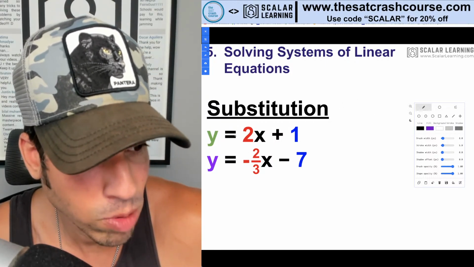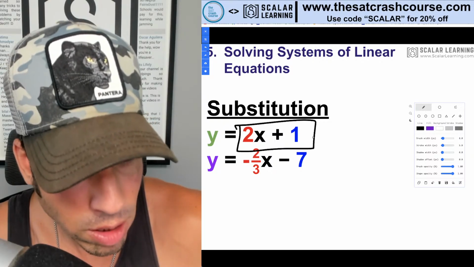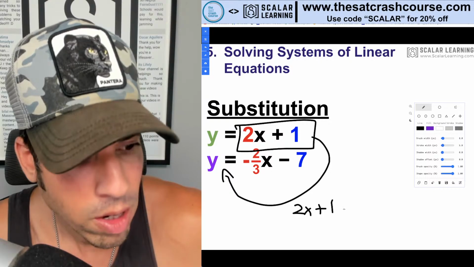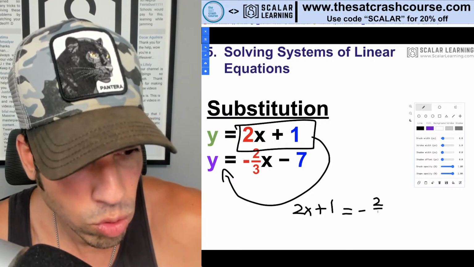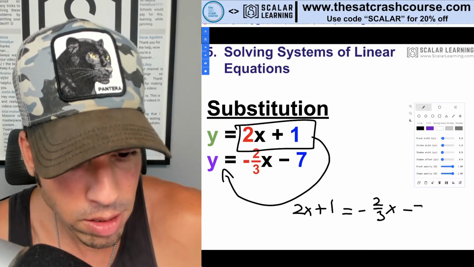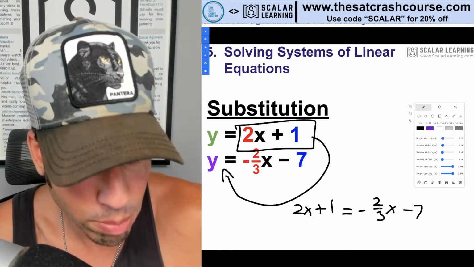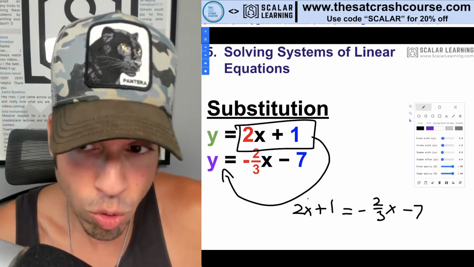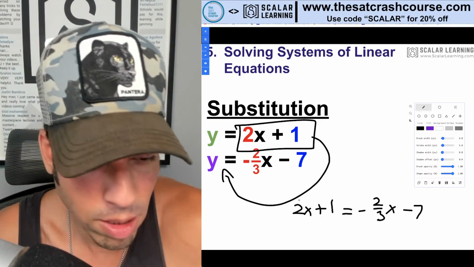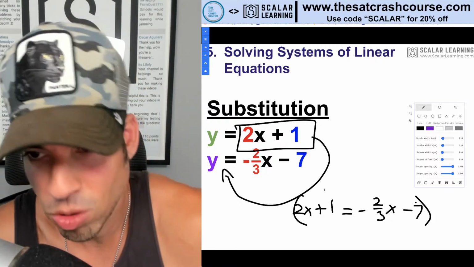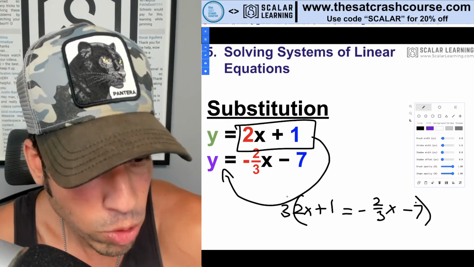So I just want to say it's still important to know these procedures. So for example, by substitution, I have y equals this. Let's substitute it in for y down here and let's solve. So we got 2x plus 1 equals negative 2/3 x minus 7, okay? Now we can consolidate, bring x together. A way to make it easier is getting rid of that fraction. I don't want to add 2/3 plus 2. That's just a mess in my mind. Let's multiply everything by 3.